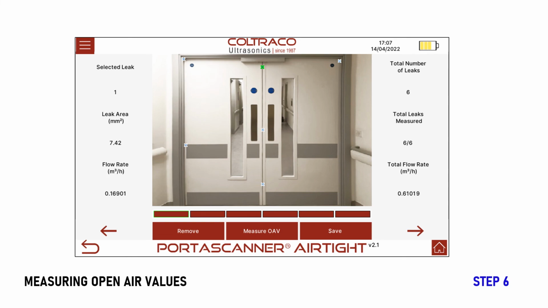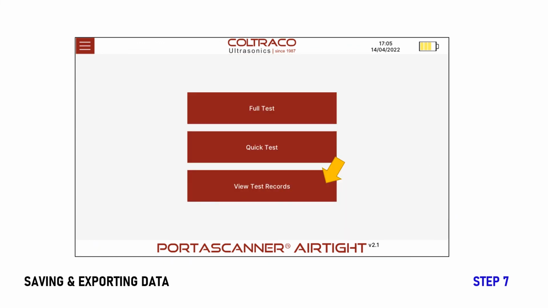As each OAV is measured, the instrument will use it to automatically quantify the leak size and its airflow rate for a pressure differential adjustable in the settings. Once all leaks have been quantified, press Save to the device, and press the Home button to return to the home screen. Records may be viewed in the Full Test Records screen, where they may be exported as a CSV file or as a PDF report containing photographs.